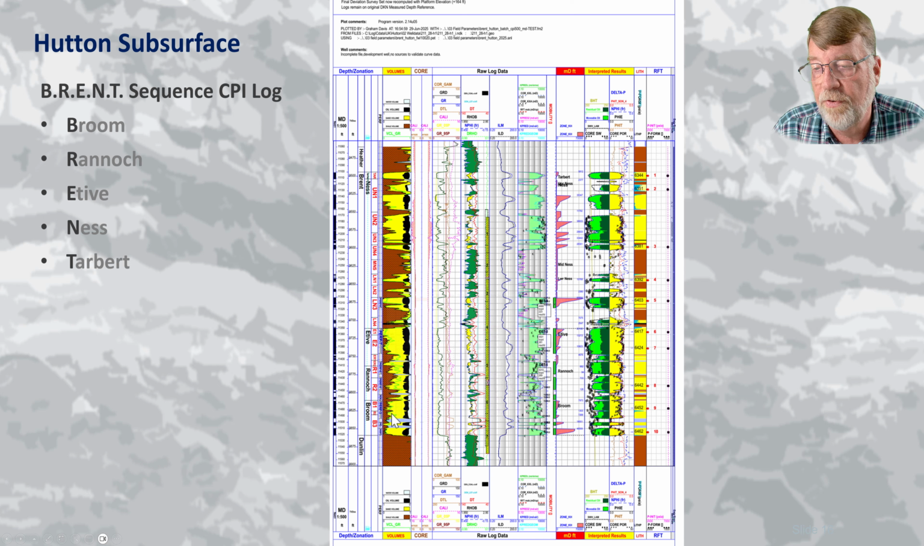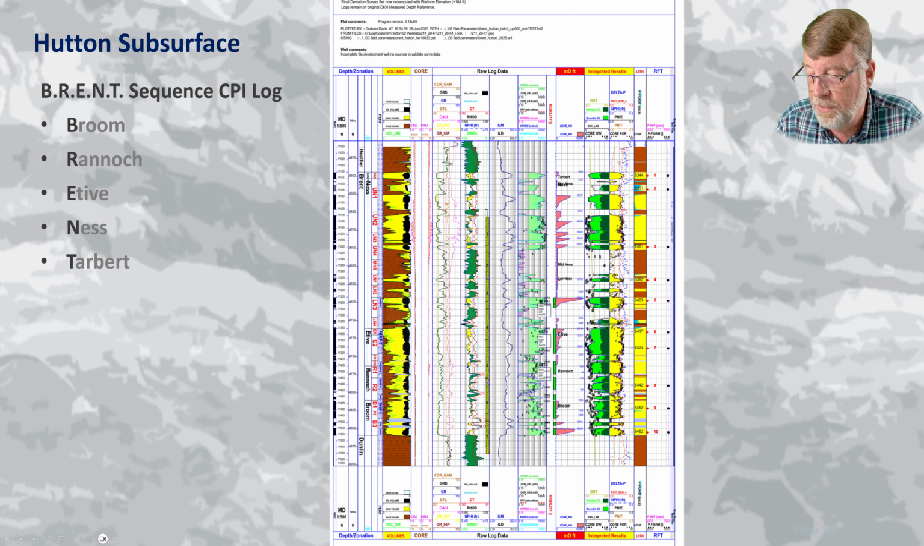It's made up of the Broom, the Rannoch. Let me get my highlighter on it. The Broom, the Rannoch, the Etive, the Ness and the Tarbert, a bit of beach sand over the top. And this fluvially dominated Ness stuff, Ness channels, kind of like an upper shoreface Etive, a lower shoreface Rannoch, and submarine sands, the Broom. So all that together is the Brent formation.